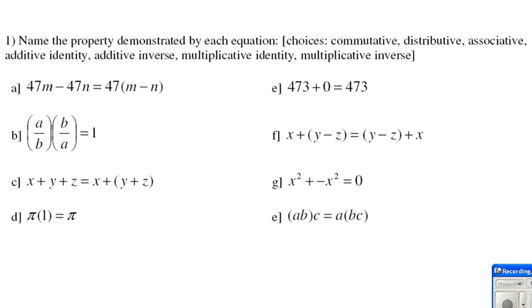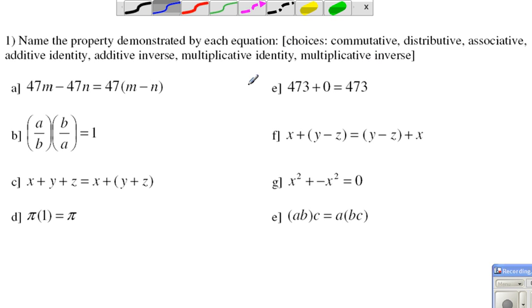Class, this is the solution for first review sheet. Let's try to look into this question first. Now, we need to show that each one of these given examples are either commutative, distributive, associative, and so forth and so on. So let us try to look at the first one.